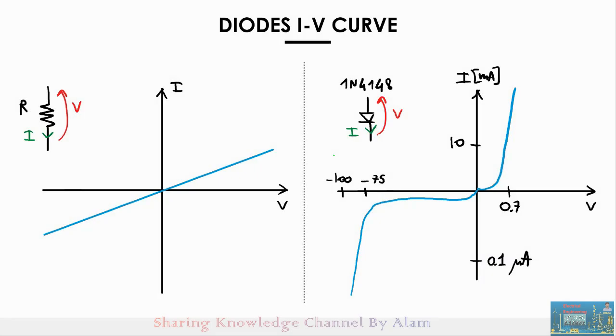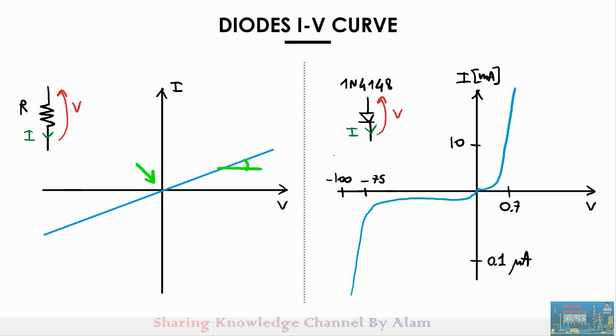The IV curve of a resistor is a straight line passing from the origin of the graph, here, where both the voltage and the current are equal to zero. The slope of the curve, which you can indicate this way, indicating the angle between the horizontal axis and the curve, represents the resistance of the component.